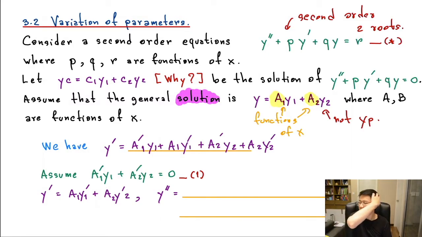And let's assume that a1 prime y1 plus a2 prime y2 is 0. That is the assumption, so it might not be true. We just assume and see whether or not things go well. So if they are 0, it means that this term is 0, this term is 0 as well, which means that y prime is actually this remaining part.